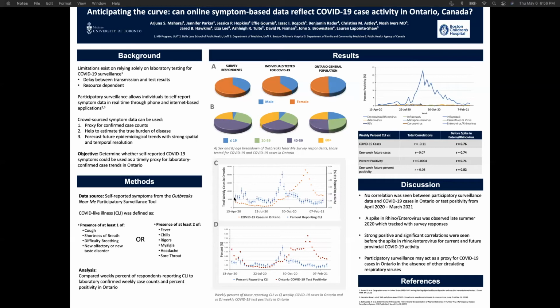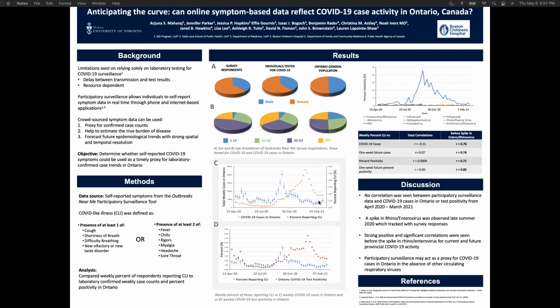We saw a similar trend initially in the percent of survey respondents who were reporting a COVID-like illness. We saw a decrease into the summer. And in summer 2020, we saw a decoupling of the curve, the rapid rise in percent reporting CLI and a rapid fall. And this eventually gradually stabilized.